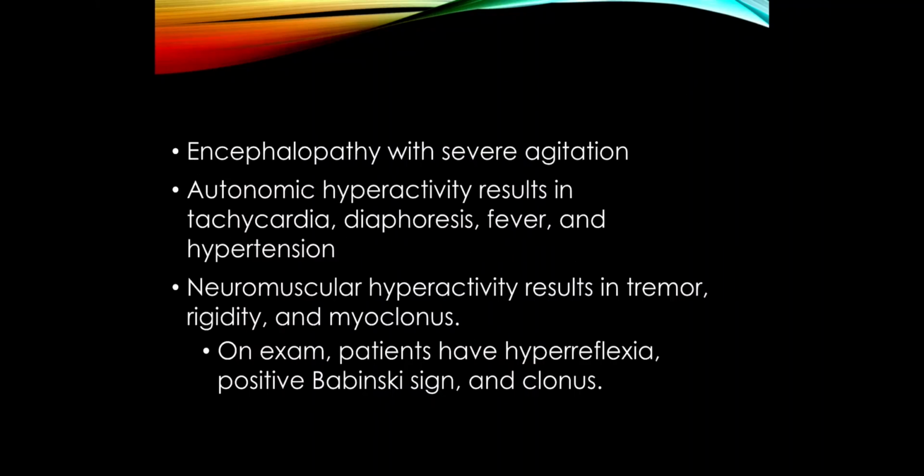All right, so notice the overlap here with neuroleptic malignant syndrome. These are confused, agitated patients. Okay, that's just like neuroleptic malignant. They have autonomic hyperactivity, so they're an agitated, confused patient that has a fever, blood pressure and pulse changes, just like neuroleptic malignant syndrome. And they also have a movement disorder. They're rigid, they have a tremor, just like neuroleptic malignant syndrome.